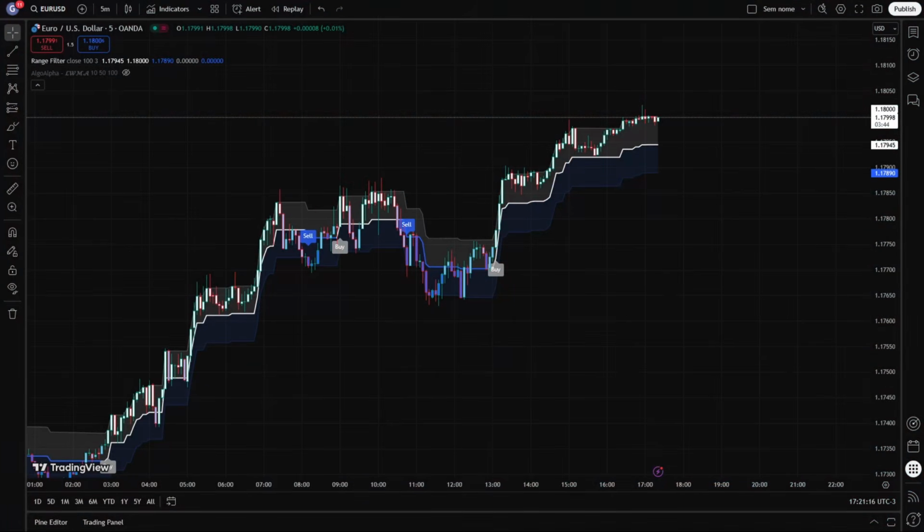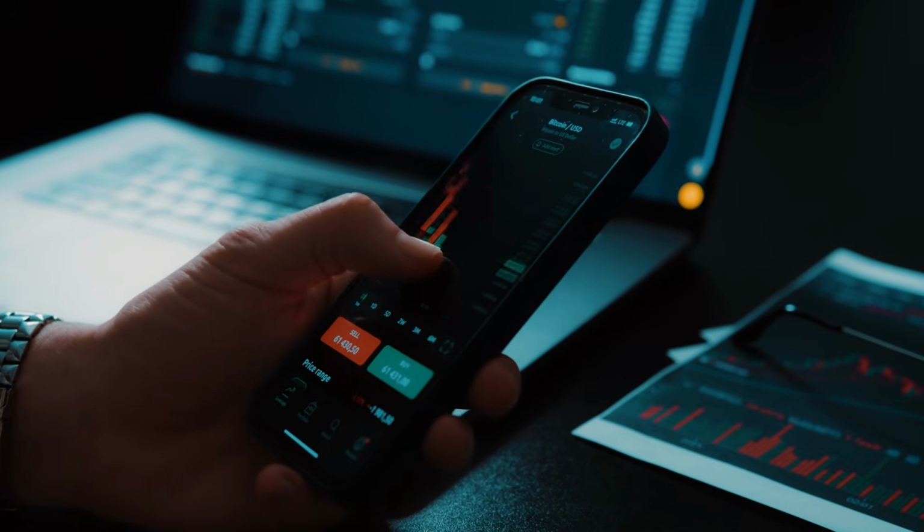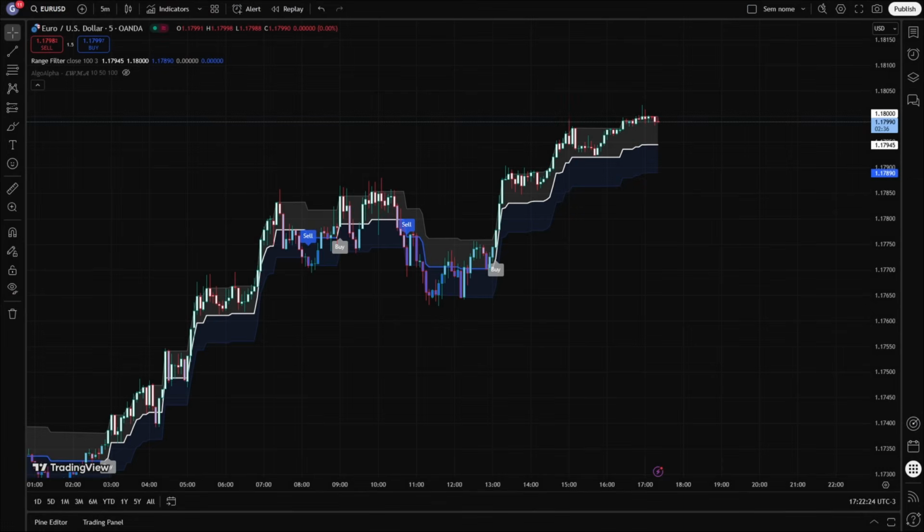Stay with me until the end as I'll show you step by step how to configure it, which signals to follow, and the best entry and exit points for your trades. The indicator we'll be using today is the range filter buy and sell.